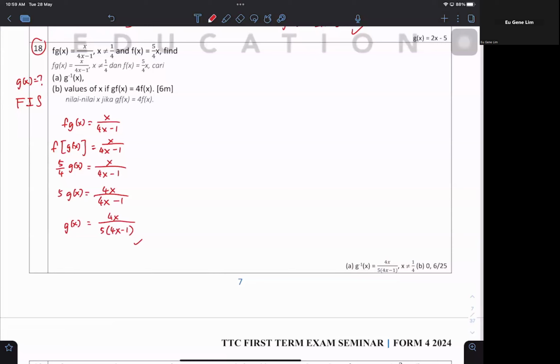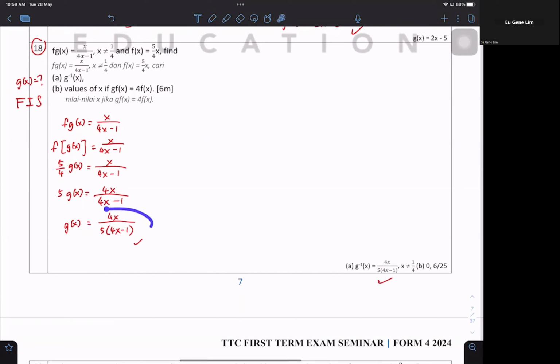Not yet finished. The question asks for G inverse, right? So we need to do G inverse. Okay, but I think this question they type wrong already. Yeah, you see the answer? I think they type wrong already.